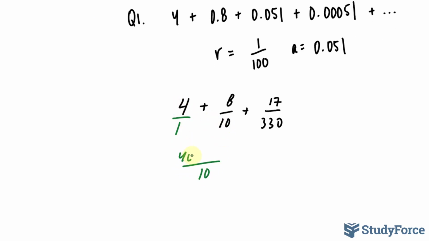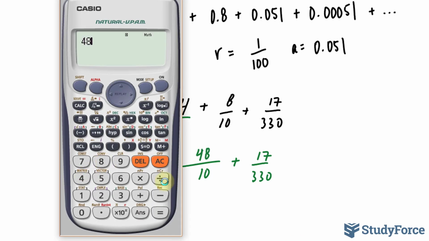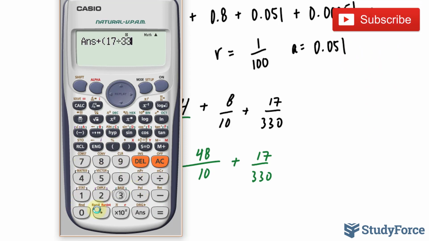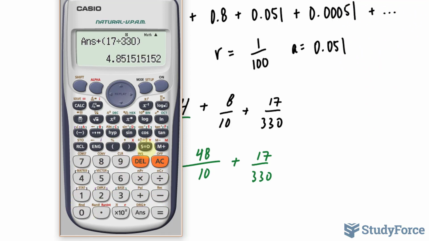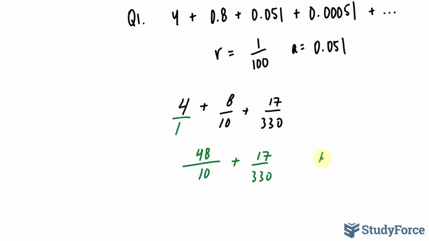10 times 4 is 40. 1 times 8 is 8. We're going to add that to 330. The common numerator here is 48. And for the remaining calculation, I'll use my calculator. So I have 48 over 10 plus 17 over 330. And that gives me the number we started with. So I'll write down 1,601 over 330. 1,601 over 330. That's the answer to question 1.